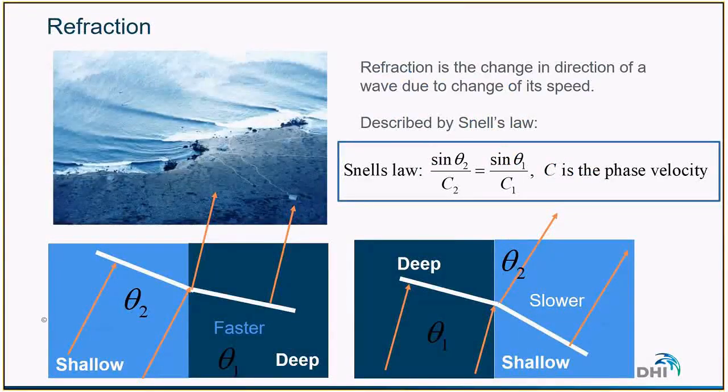So let's have a look at the refraction. Refraction is a change in direction of a wave due to the change of its speed when it reaches a shallow area. When the wave reaches a shallow area, the part of the wavefront which is in the shallow area slows down, whereas the part of the wavefront which remains in the deeper area keeps its original speed. And this will typically lead to a bending of the wavefront.